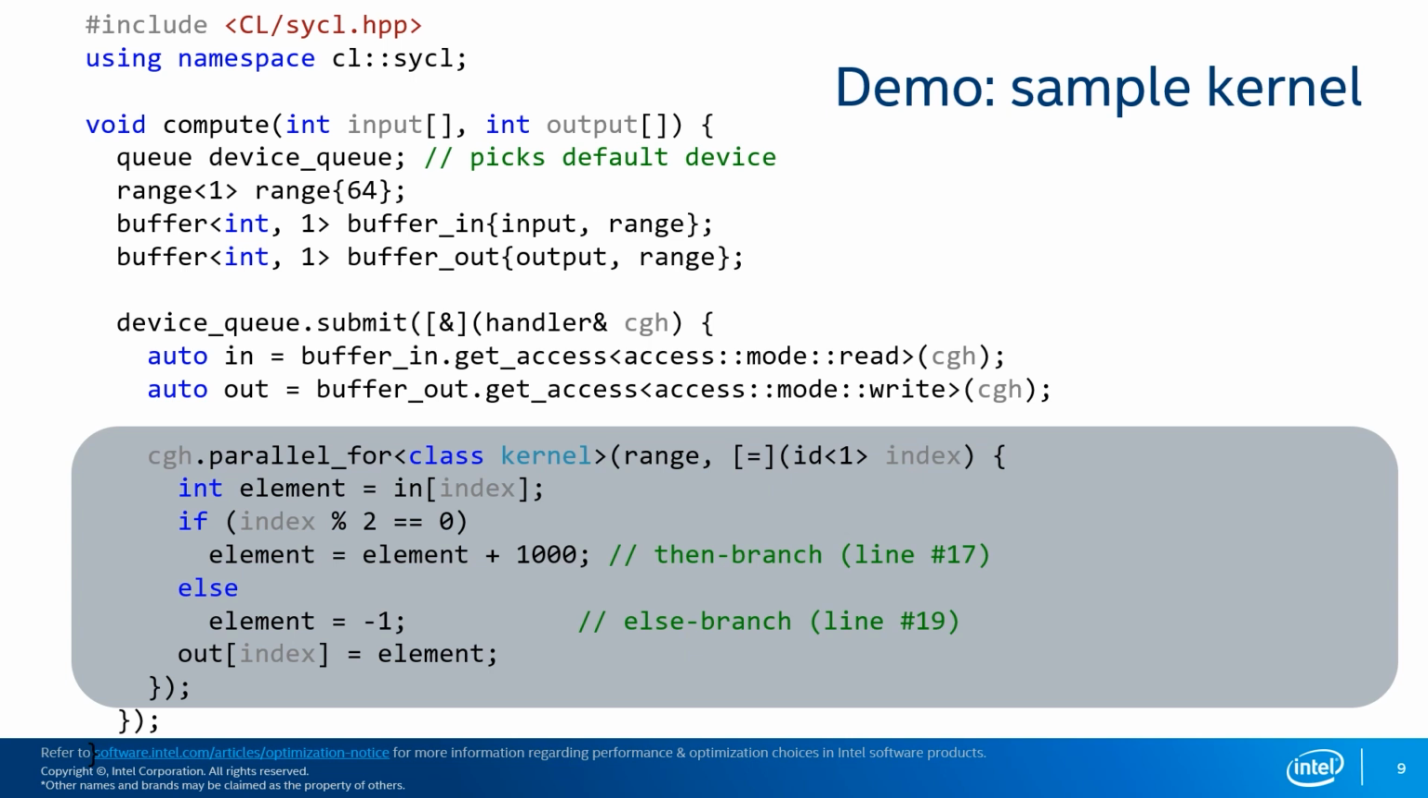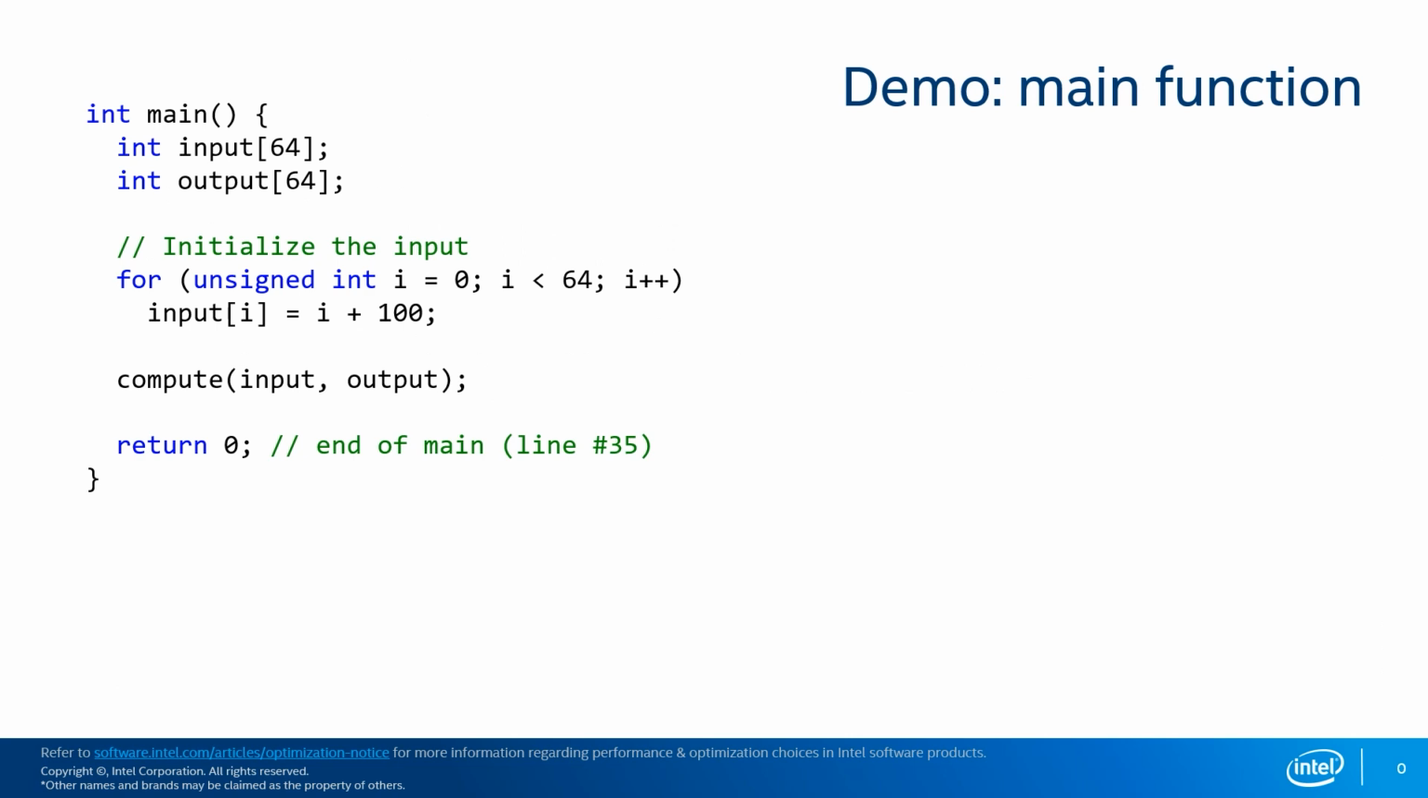There is also a conditional branch inside the kernel, so all even elements are incremented by 1000 and all odd elements are set to -1. When the kernel is submitted to Intel GT device, this branch causes the thread divergences. And this is something that might be interesting to see from the debugger. The main function is straightforward. We define two arrays, inputs and outputs, and we initialize the input array. Then we call the compute function.